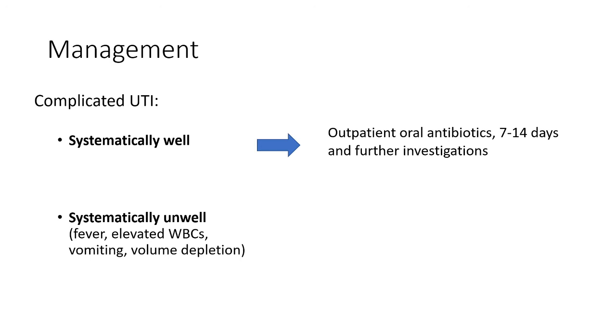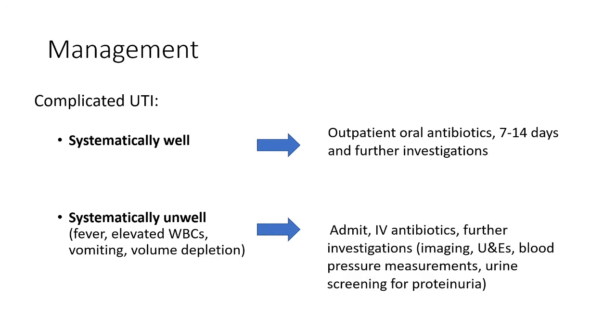Where there are systemic symptoms of fever, elevated white blood cells, vomiting, and volume depletion, admission and IV antibiotics are required, as well as further investigations. Further investigations may include imaging, renal function, blood pressure measurements, and urine screening for proteinuria.